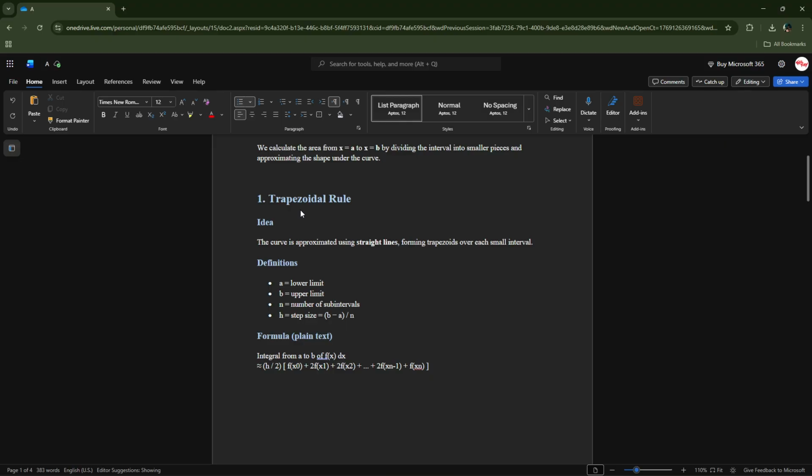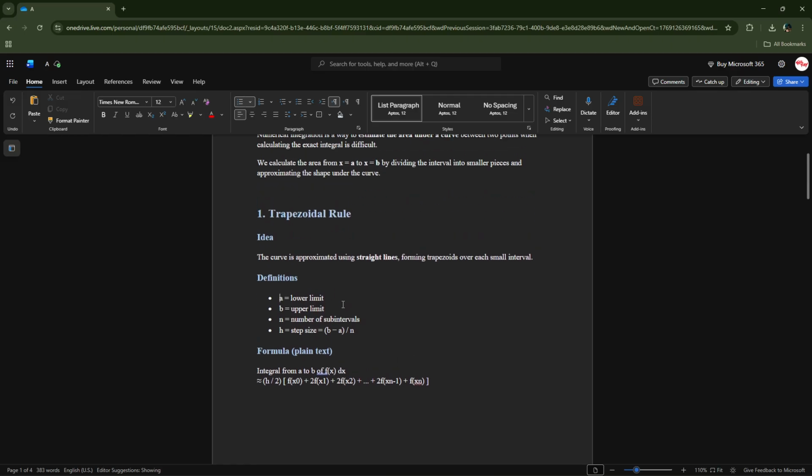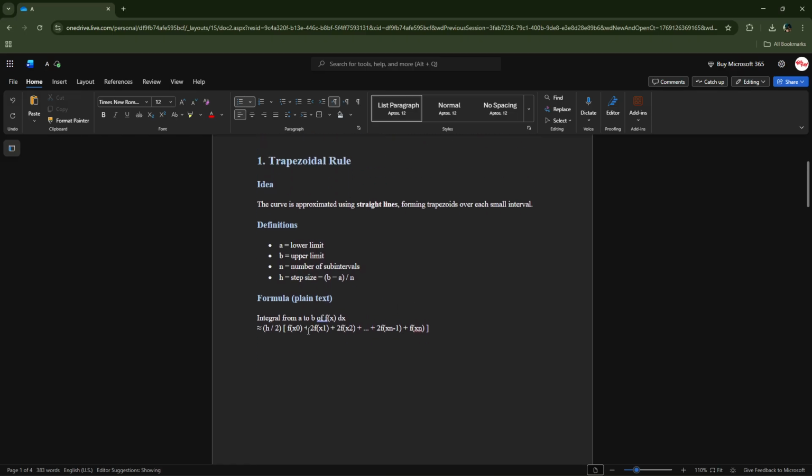The first one is the trapezoidal rule. The main idea is to approximate the curve using straight lines, forming trapezoids over small intervals. We define a as the lower limit, b as the upper limit, n as the number of subintervals, and h as the step size, calculated as (b minus a) divided by n.